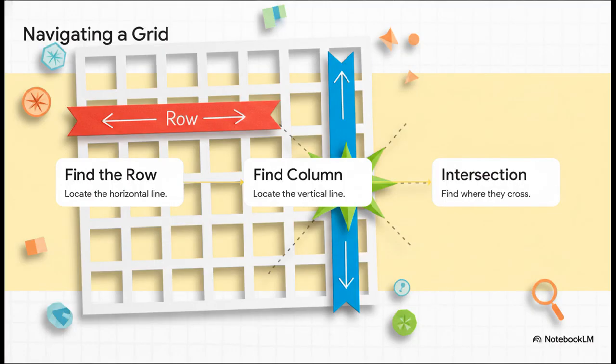Now that we've totally mastered viewing single objects, let's zoom out a bit. How do we define where an object actually is in a larger, flat space? Well, we use a grid. Navigating a grid is essentially just a very simple 3-step dance.